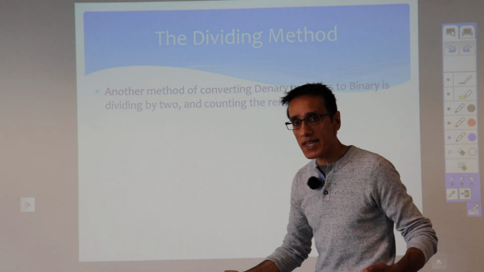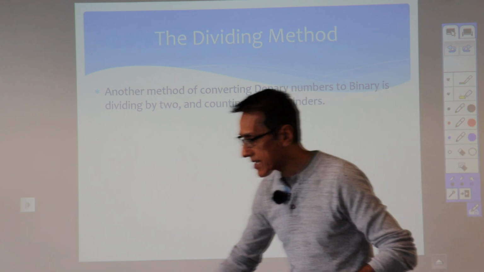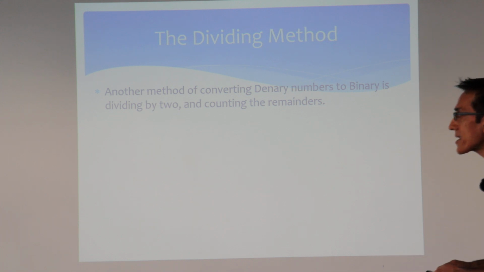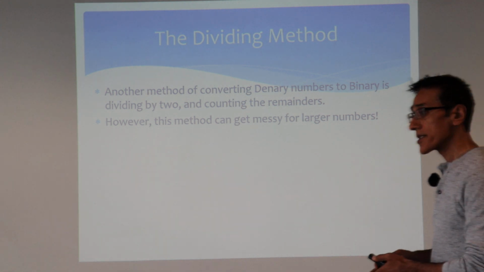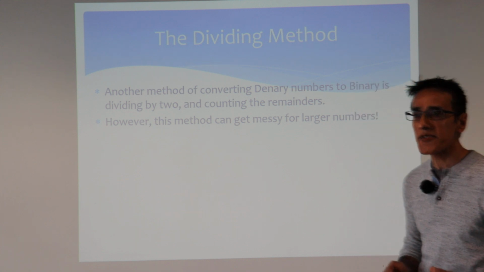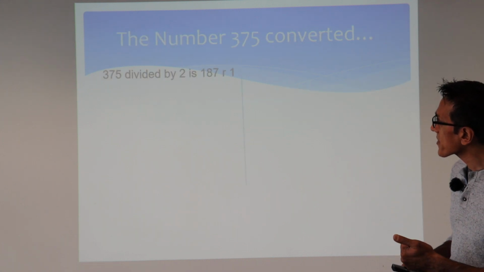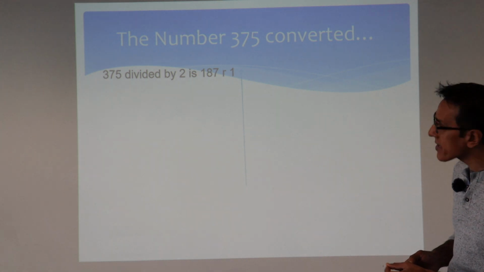Another method of converting base 10s into binary numbers is by dividing by 2 and then counting their remainders. Let me show you how that works. This method, of course, does get quite messy for large numbers, therefore it's not really recommended for very large numbers. Let's take a number 375. We want to convert this to its equivalent binary number.